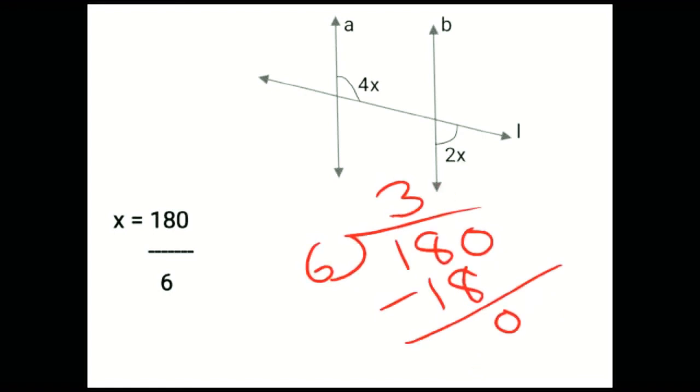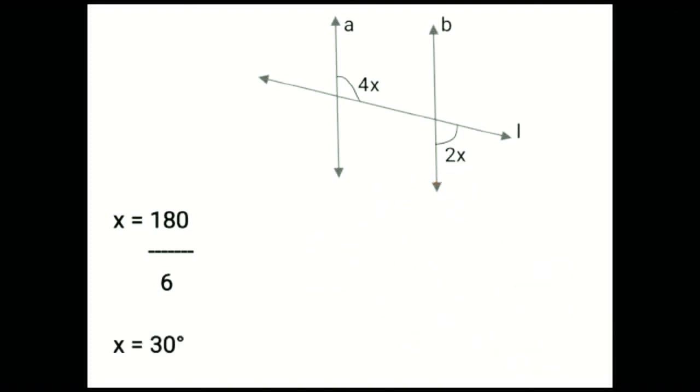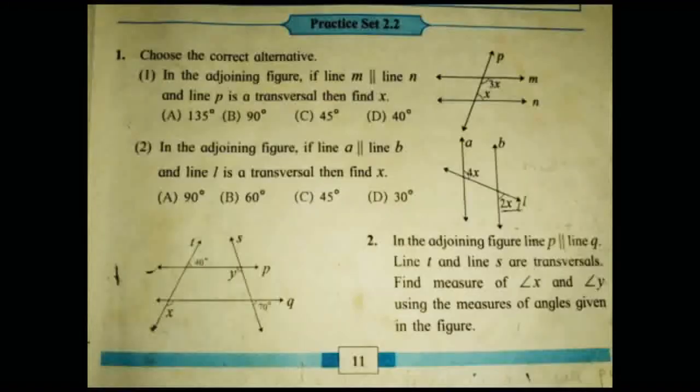Remember one thing, this 0 you have to bring it down. After taking, 6 3s are 18. 6 zeros are 0. So the answer is 30. The quotient that you are getting is the answer. X is equal to 30 degree. So option D is the correct answer on question first.